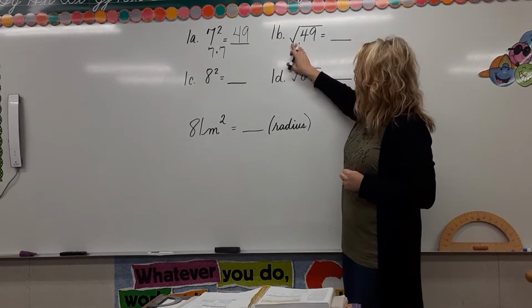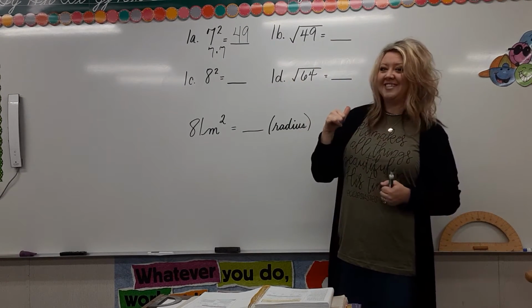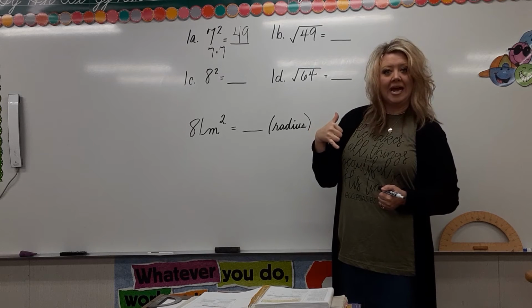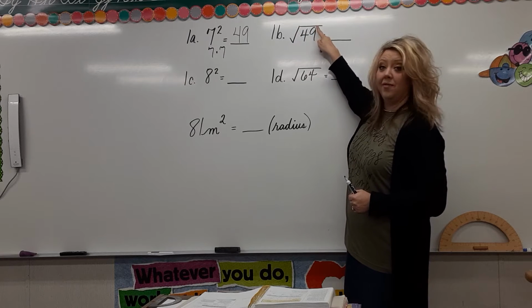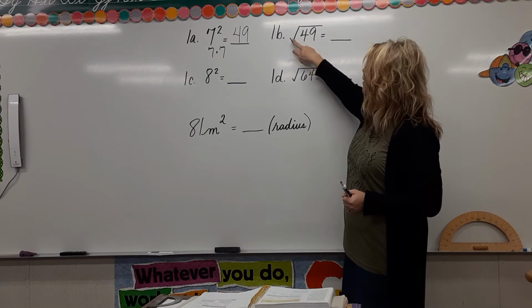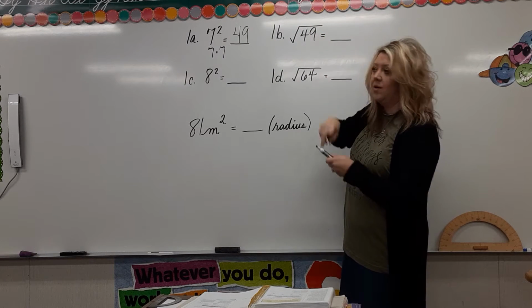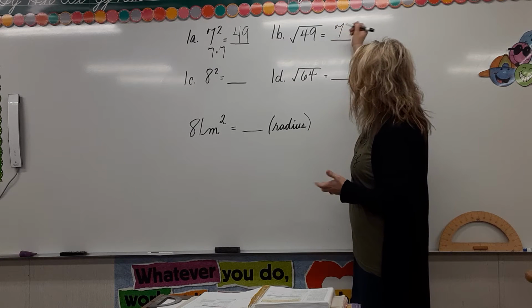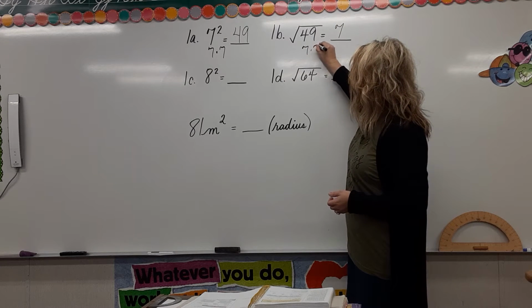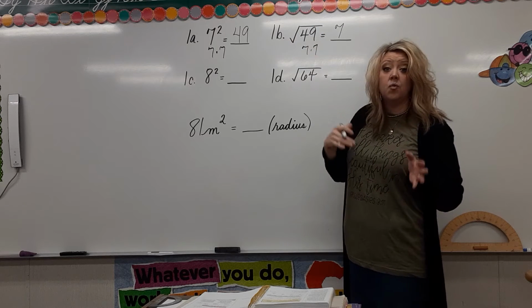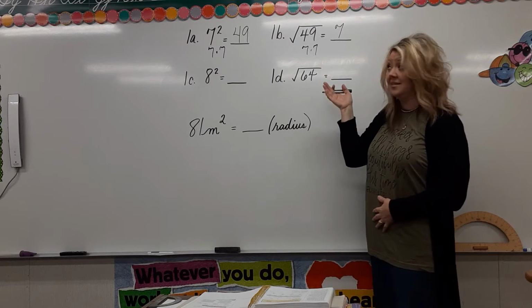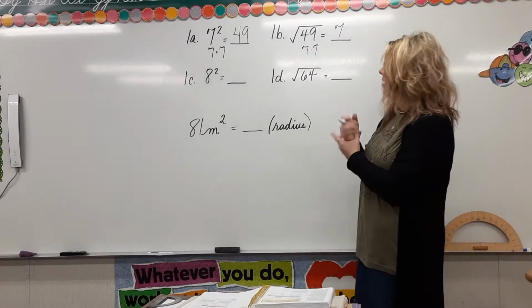And then look at this. This is the radical symbol, and it's the opposite. So the square root of 49 would be 7, because 7 times 7 is 49. So when you see this symbol, you're taking the square root. So the square root of 49 is 7. It's the opposite of squaring a number.